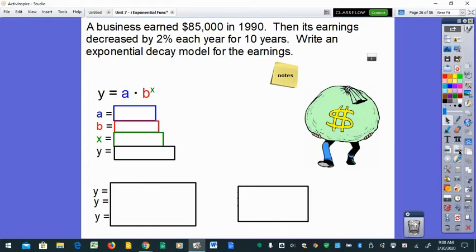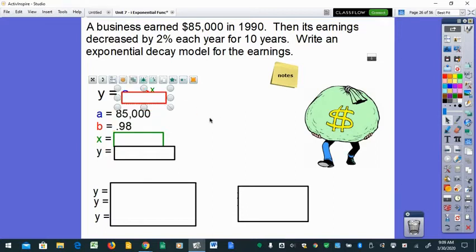So here's an example, one like we actually would have done at the beginning of the year. A business earned $85,000 in 1990. Then its earnings decreased by 2% each year for 10 years. Write an exponential decay model for the earnings. So here is our general form. We know that A is our start amount, and the value started at 85,000. It dropped by 2%. That means what percent was left? Well, 100 minus 2 would be 98% was left. So your decay factor is 0.98.